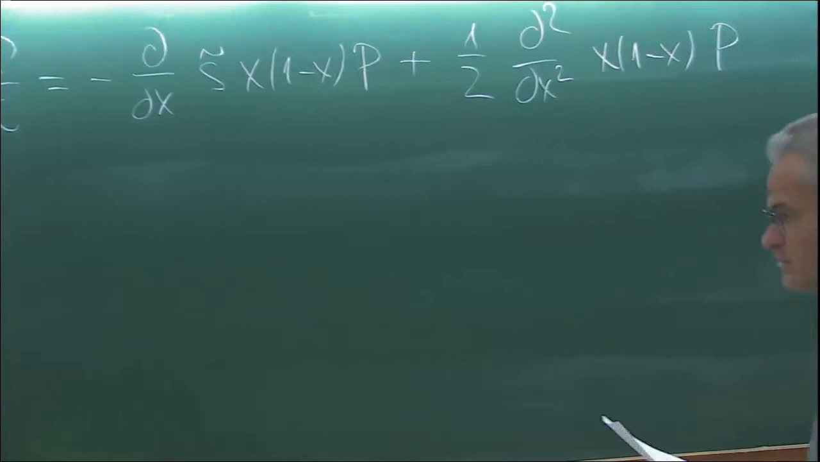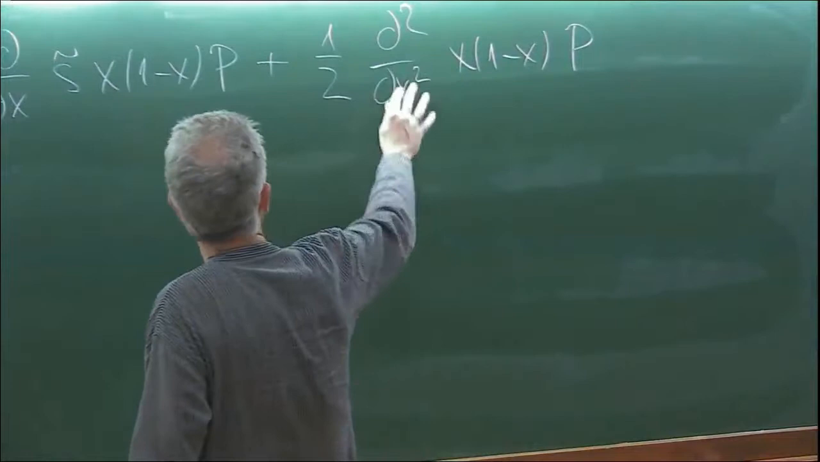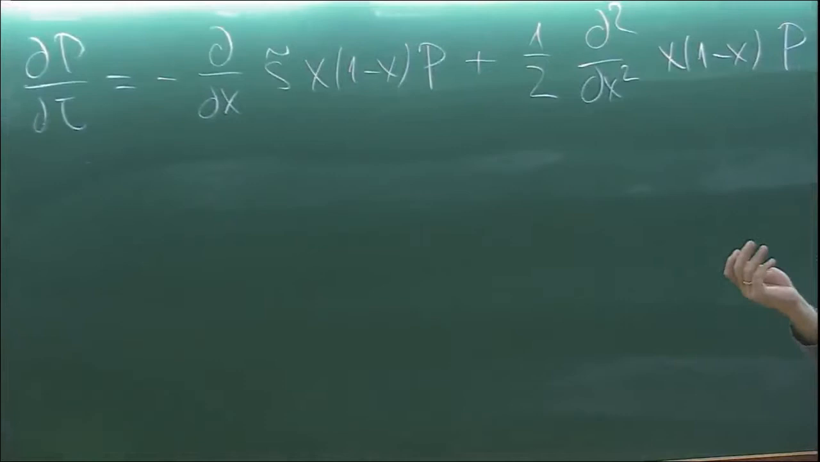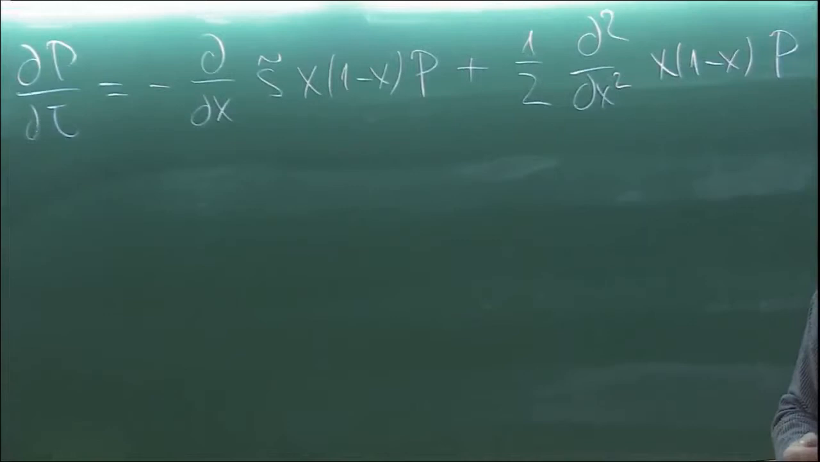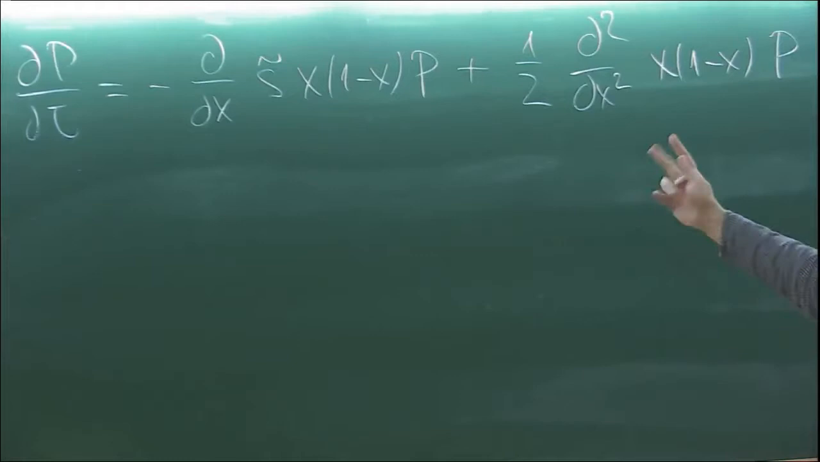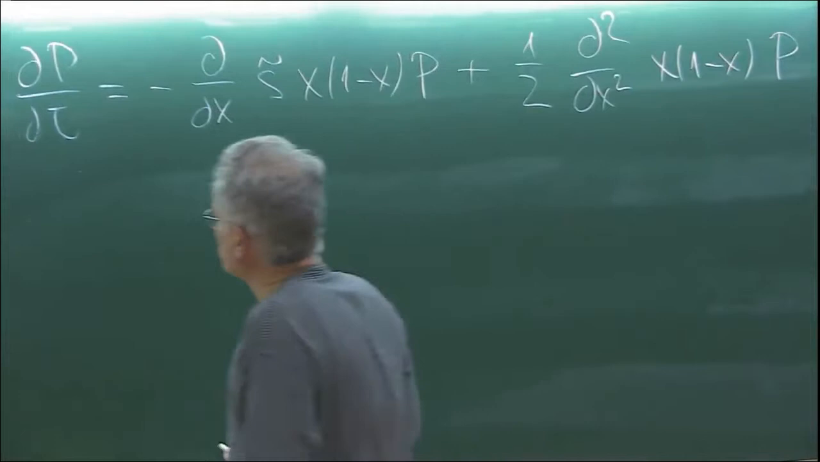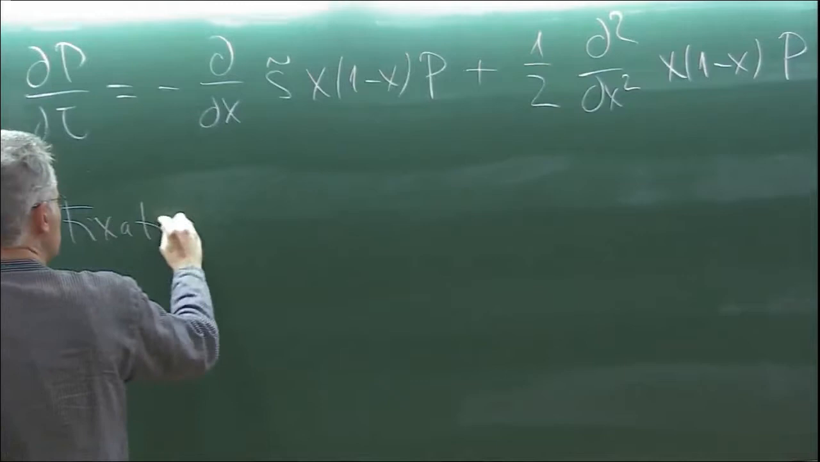In a nutshell, this is what in Fokker-Planck terminology is called the forward equation, because it propagates the probability in the forward direction. And in order to calculate the fixation probability, you have to look at the backward equation, which is the adjoint of this operator. And the result of that is the following. The fixation probability is obtained from the backward equation.